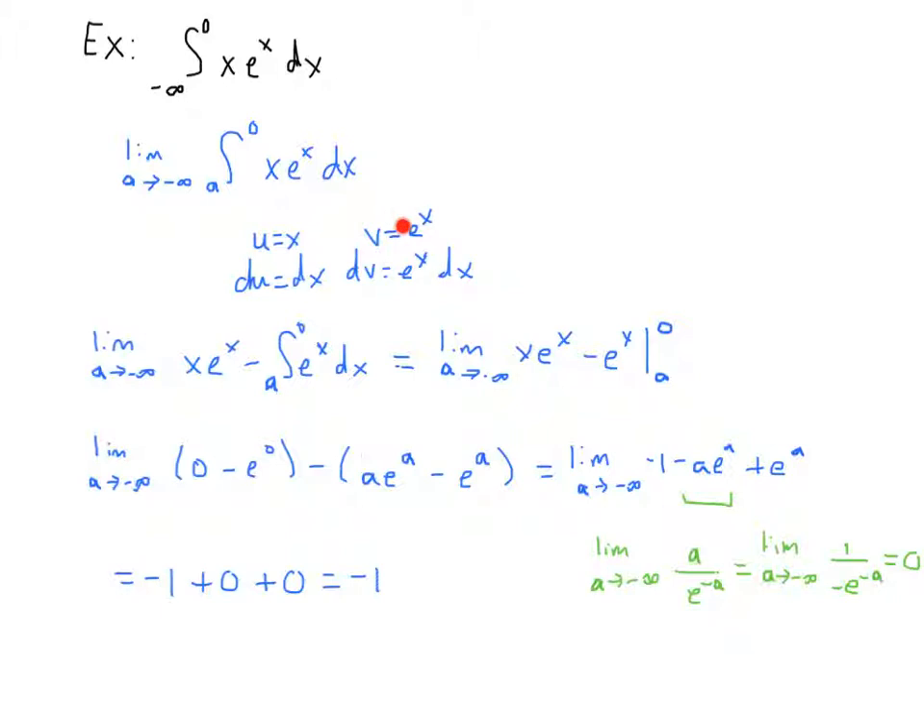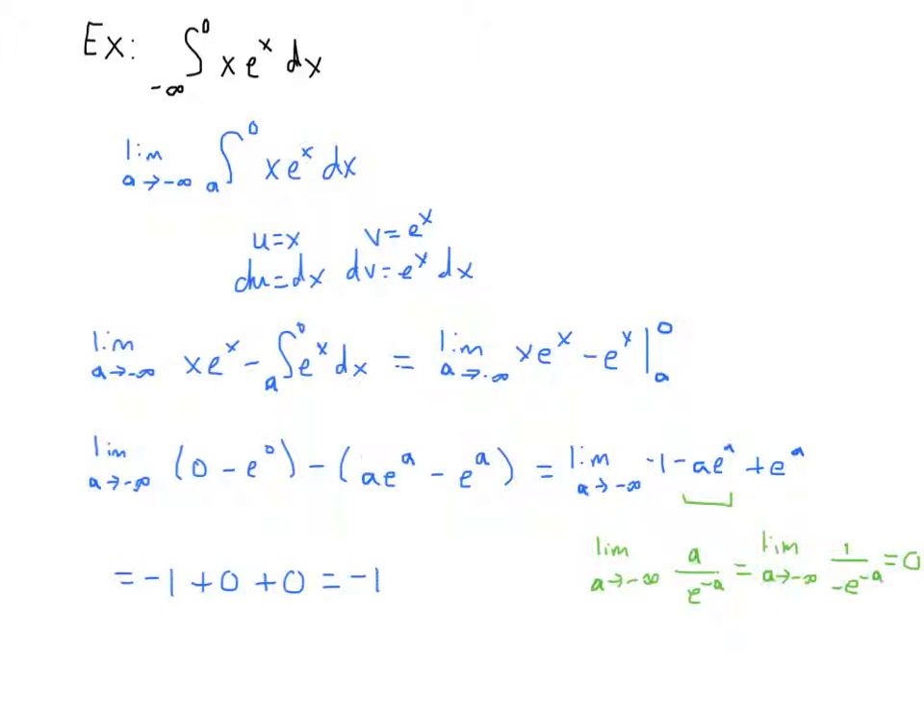And then I integrate to find that v is e to the x, and I differentiate to find that du is dx, and then I do u times v minus the integral of v du, and then the integral goes from a to 0, where my limit as a approaches negative infinity is still on the front of that. And then I can take the integral of this part, and I know the integral of e to the x is just e to the x. So x e to the x stays, and then minus e to the x, because that's the integral of that. And then I'm going from a to 0 as a approaches negative infinity.